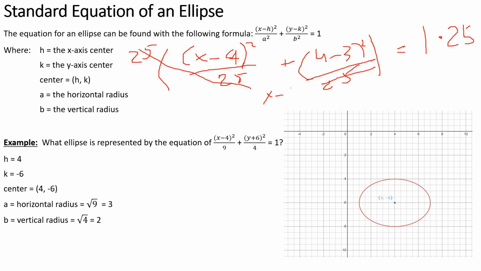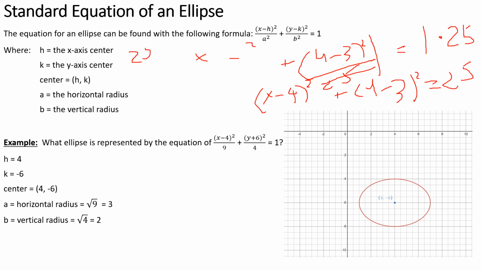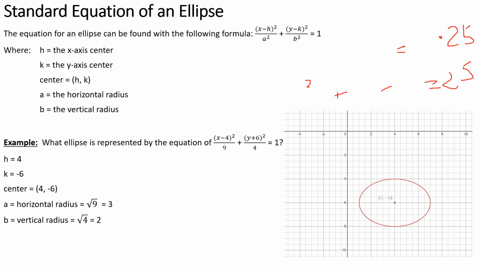x minus 4 squared plus y minus 3 squared equals 25. And really, like I said, the circle is a specialized ellipse where the a and b are equivalent. So what ellipse is represented down here? Let's erase this. Like I said, again, I am not the neatest writer with this. I'm not neat in general, but this is really not good. Sorry about this. I hope you can read it. If not, email me.